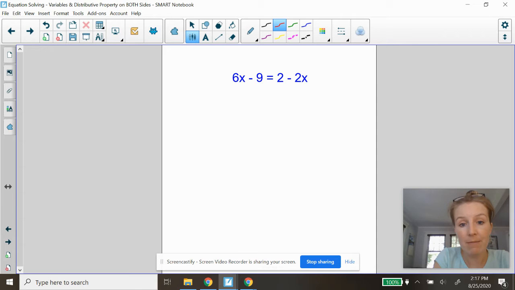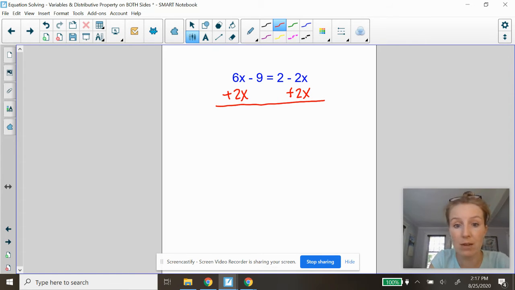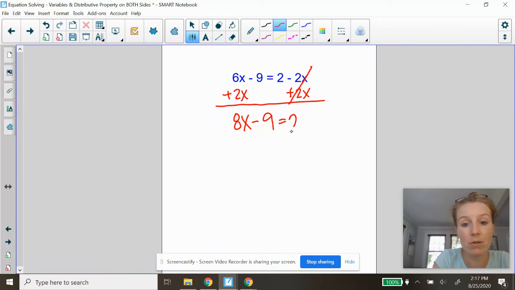So I'm on the right-hand side here subtracting negative 2. Remember that addition will undo that subtraction. Whatever I do to one side, I have to do to the other. So I'm going to add 2x to both sides of the equation. That's going to cancel out on the right-hand side. And on the left-hand side, I'll be left with 8x minus 9 equals 2.